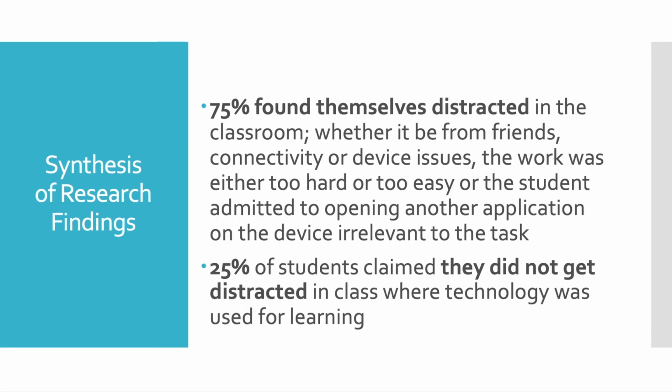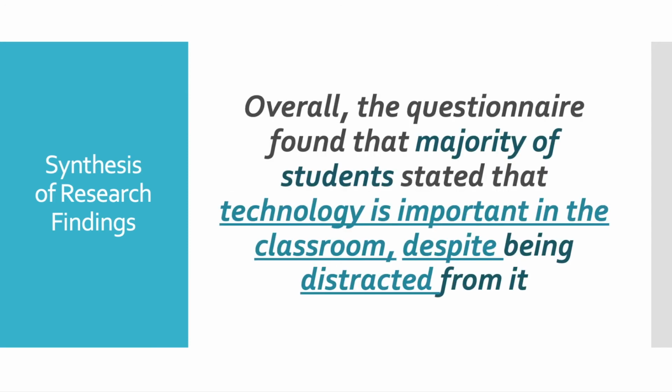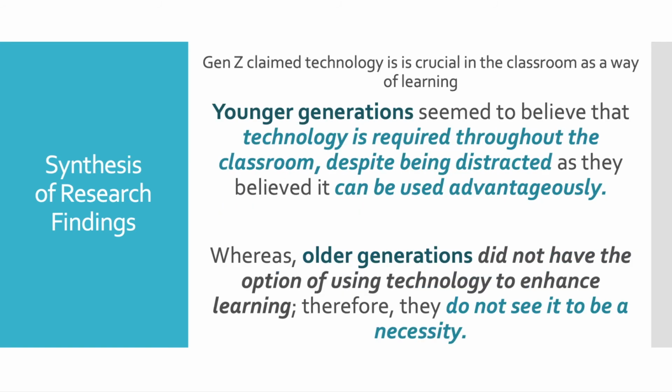Students provided results where 75% found themselves distracted in the classroom, whether it be from friends, connectivity, or device issues. The work was either too hard or too easy, or the student admitted to opening another application on the device irrelevant to the task. Only 25% of students claim they did not get distracted in class where technology was used for learning. Overall, the questionnaire found that the majority of students stated that technology is important in the classroom despite being distracted from it. However, combining the data collected from both questionnaires, it is evident that the Year 8 students are from Gen Z, hence why they claim technology is crucial in the classroom as a way of learning.